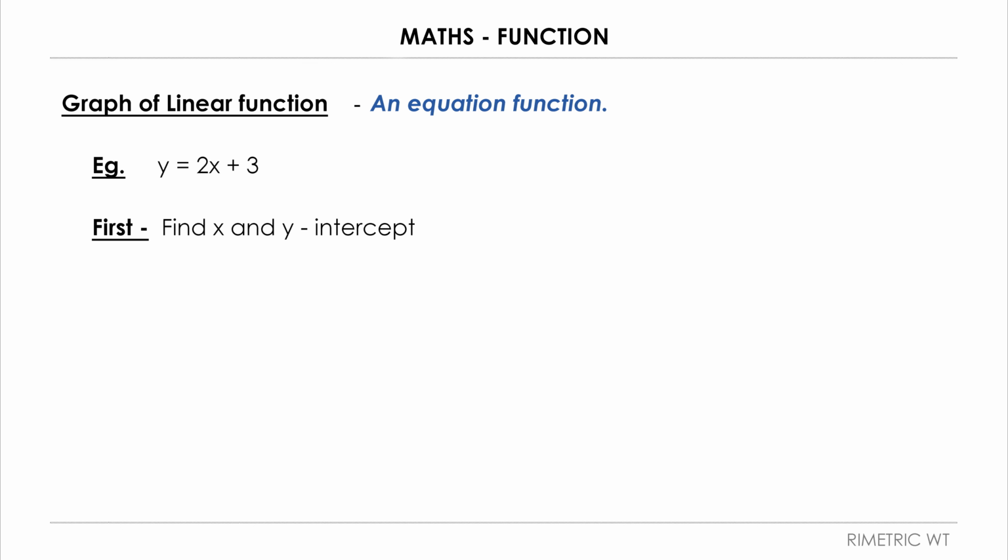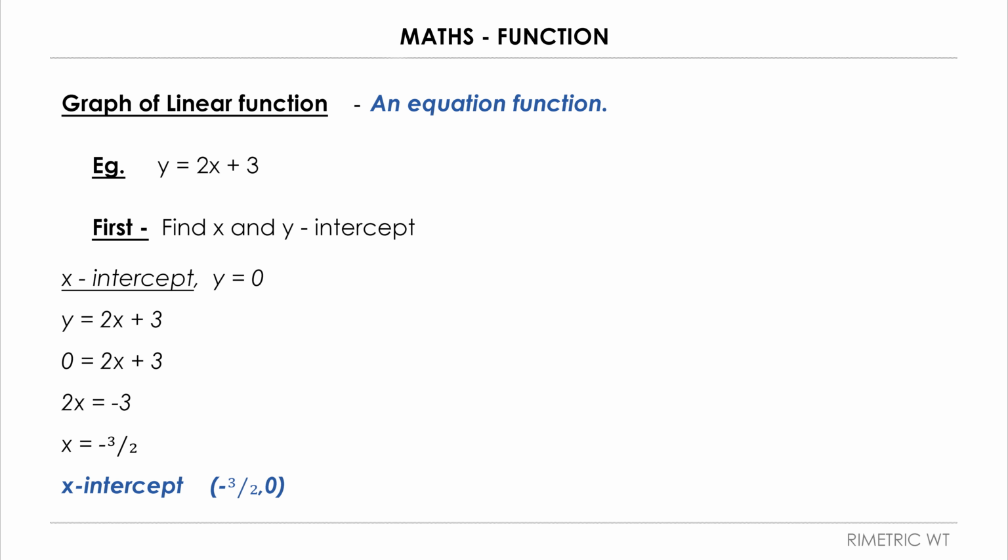The first step is to find the x and y intercept. For the x-intercept, we make y equals 0 and solve for x. Here, we find 0 equals 2x plus 3. Then, when we subtract 3 from both sides, we get 2x equals negative 3. And dividing both sides by 2, we get x equals negative 3 over 2. Hence, our x-intercept will be the point negative 3 over 2, 0.